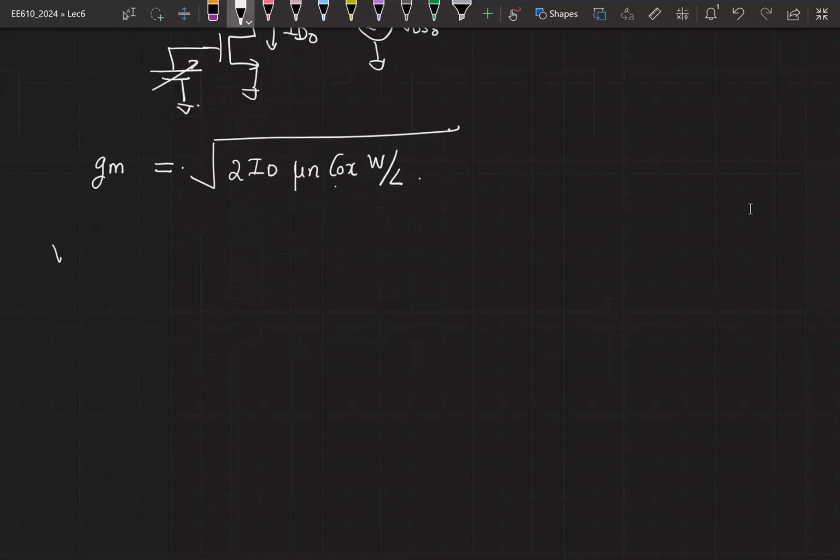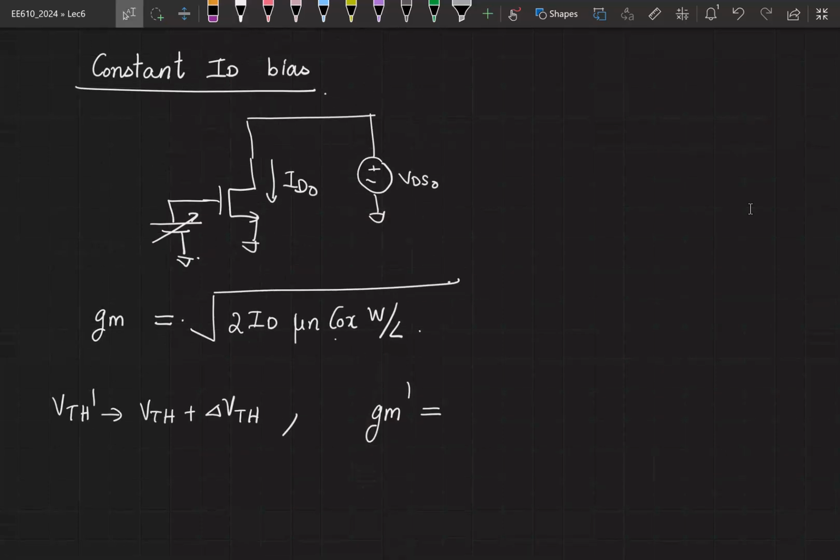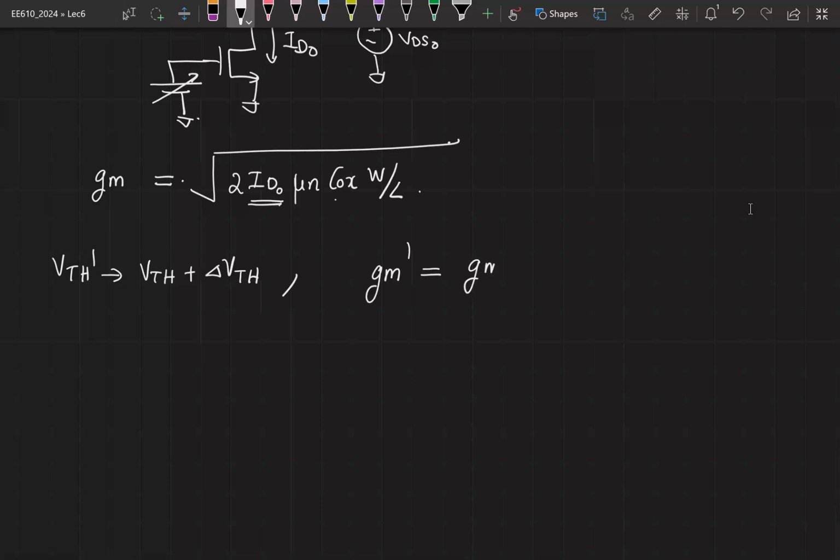Now let's say your new VTH is the old VTH plus some variation over it. What is your new gm? It remains the same or it varies? We have done a constant ID bias. We have guaranteed that this ID is not going to change even when the parameters of the transistor are changed. Then it will remain the same, right? So this is going to be equal to gm, which means there is no variation when I compare the transconductance before and after the VT has varied.